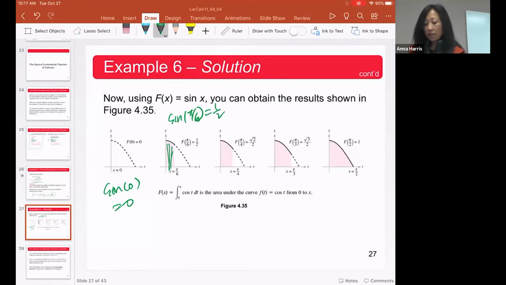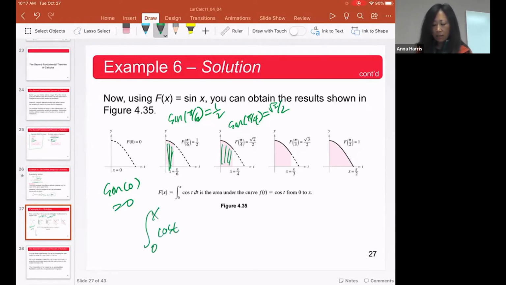Okay, what about the next one? Sine of pi over 4 gives me square root of 2 over 2, so I have a little more area. But did you notice that I'm not taking integrals again and again, because I had this and I found that to be sine x. So my x can keep changing depending on the variable that I chose.